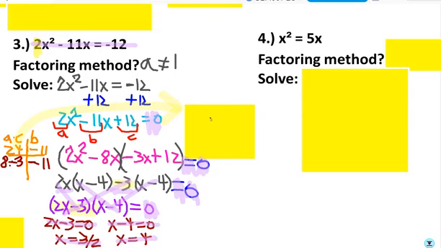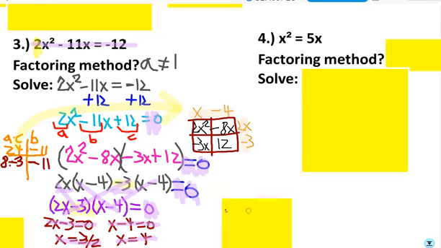And if you wanted to do it by box method, here we go. After you use your T-chart to find negative 8 and negative 3, negative 8x goes in these 2 diagonal boxes. And remember, you're going to factor columns and rows.